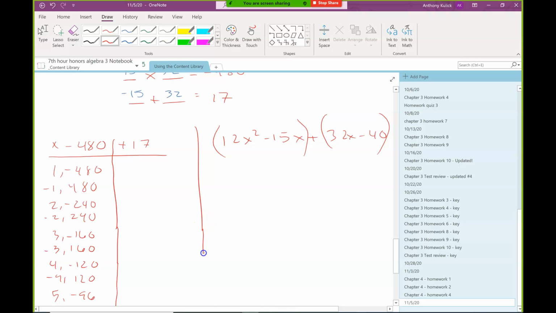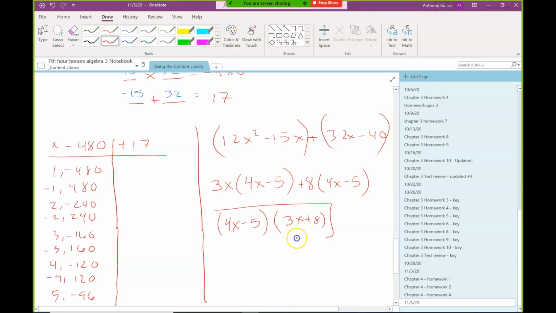From the first group, we can take out a 3x, right? And from the second group, we can take out 8. Good. And then what can come out? 4x minus 5. Very good. And what's left? 3x plus 8. Wonderful.